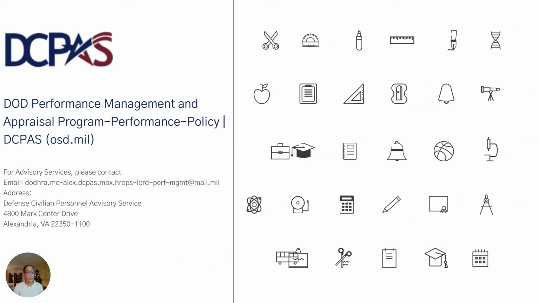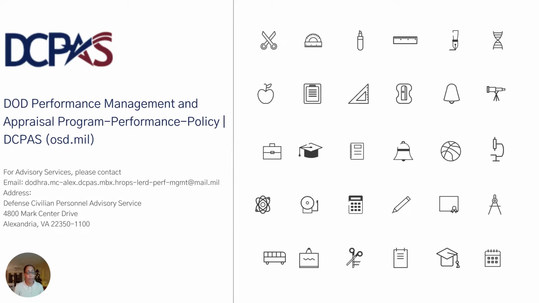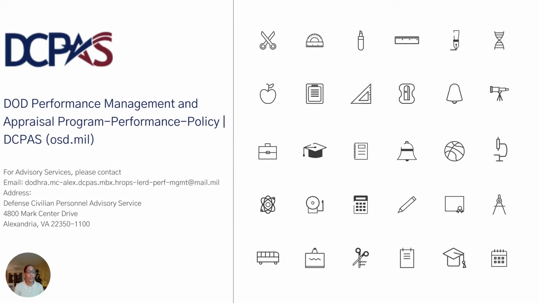An excellent resource to learn more about some tips, tools, some templates that can be used is through the DoD Performance Management and Appraisal Program Perform Policy at the DCPAS official website. And then, of course, there is their mailing address and also their email address at which you can contact them to get more information or advice, or if you find some glitches in the program that you would like to report, or maybe just some suggestions on how it can be a little bit smoother.